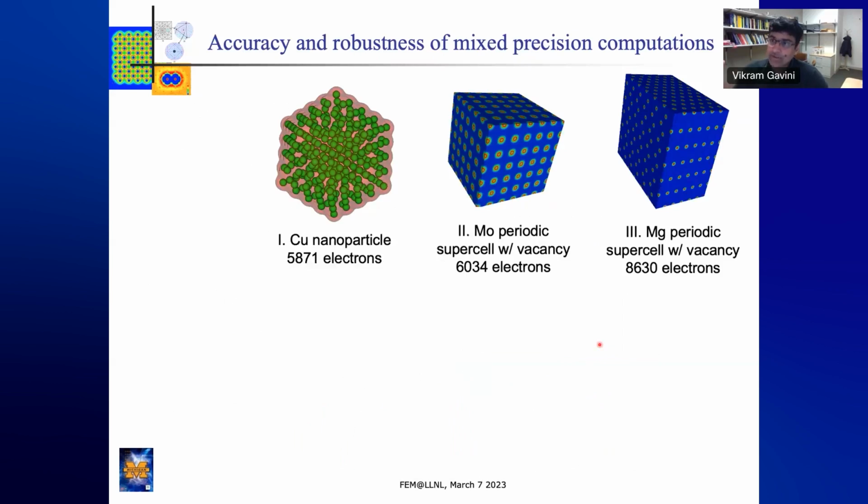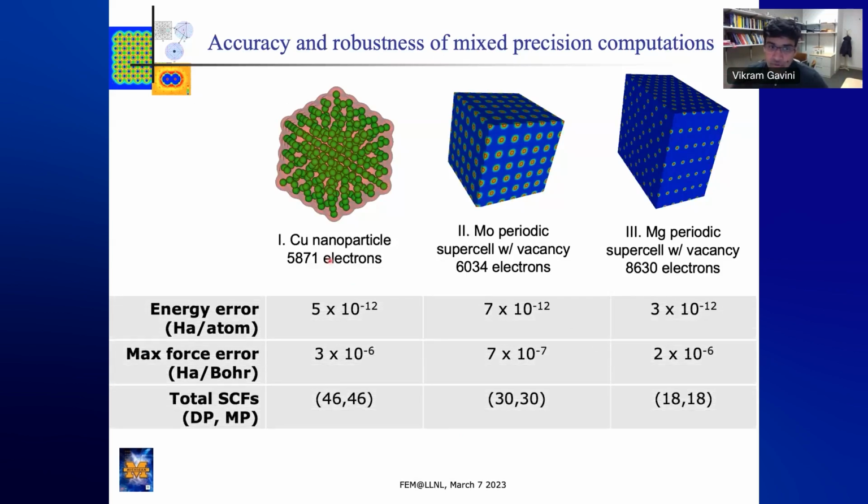So as I mentioned to you, we've been using mixed precision in multiple steps. So how does this affect the accuracy as well as the robustness of the calculation itself? Here I'm showing, for a wide range of material systems, the error that we are getting in the energy per atom for a mixed precision calculation with respect to a double precision calculation.